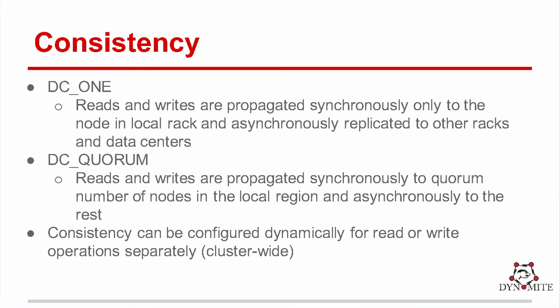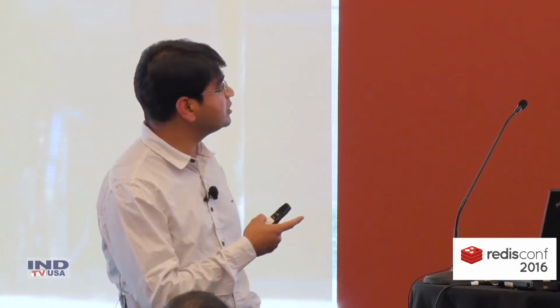Consistency. This is a best-effort consistency. Since this is an AP system, we cannot really guarantee strong consistency, but there is a quorum-based option for applications which require reading the writes that they have just written. They typically use quorum consistency. DC1 and DC quorum are the two tunable consistency levels that we use.